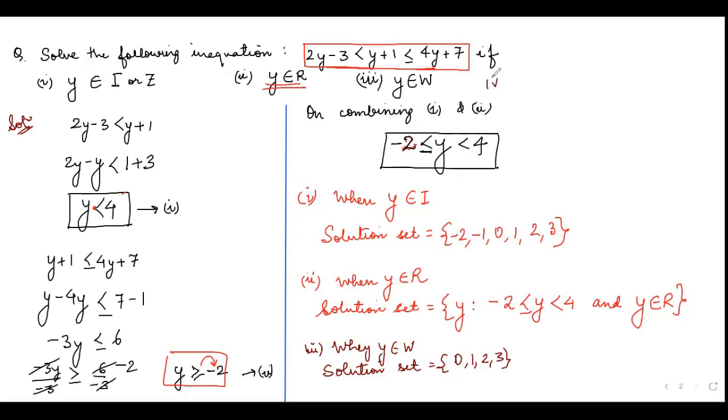Number 4, one more question. If y belongs to natural numbers, then what will our solution set be? Natural numbers start with 1. The 0 is also not included. So it will be 1, 2 and 3. So the solution set will be 1, 2 and 3. It was a good question, and this question cleared our concept quite well.